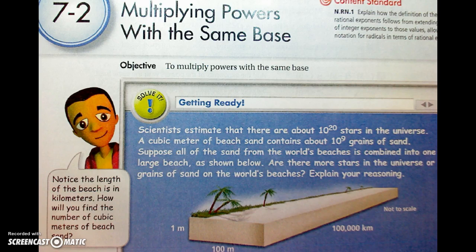A cubic meter of beach sand contains about 10 to the 9th power grains of sand. Suppose all of the sand from the world's beaches is combined into one large beach, as shown below. Are there more stars in the universe or grains of sand on the world's beaches? Explain your reasoning.